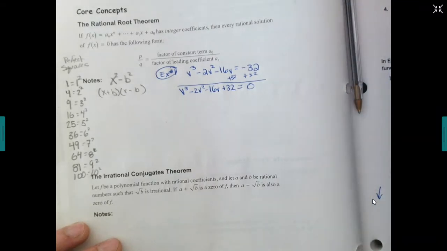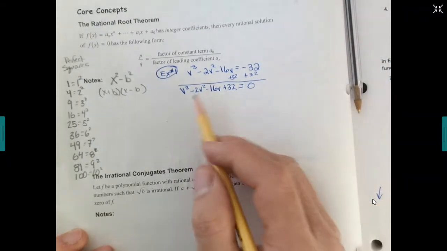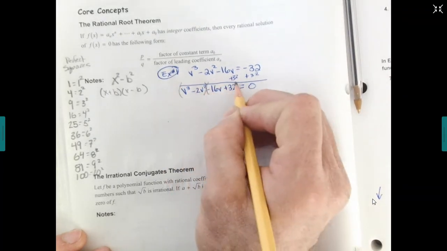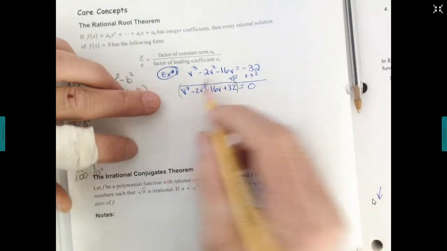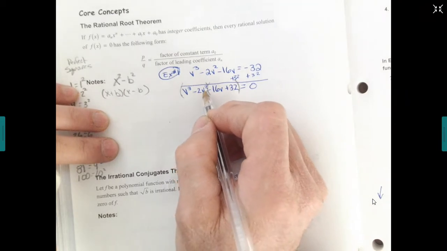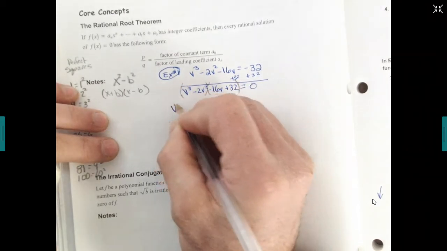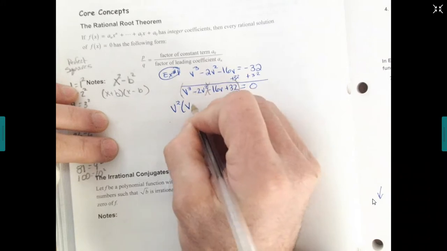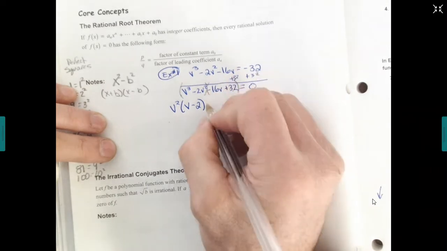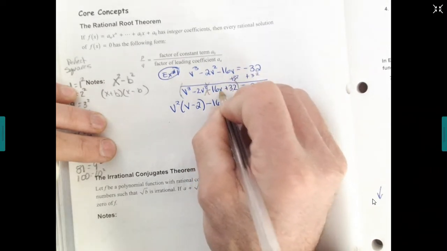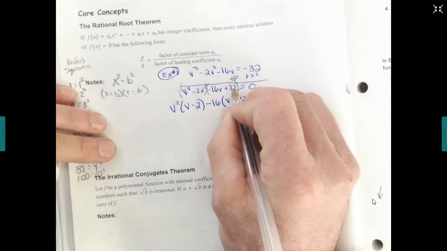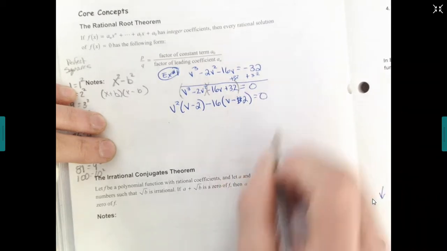Now, the hint I gave you yesterday was that if you have an equation with 4 terms in it, you're probably going to do factoring by grouping. So we're going to group these. I remove any common factors, which they both have v squared. I'm going to do v squared times v minus 2. And this one, they both have 16 in common, so I'm going to take out a negative 16, and I'm left with v minus 32 divided by 16 is 2, equals 0.